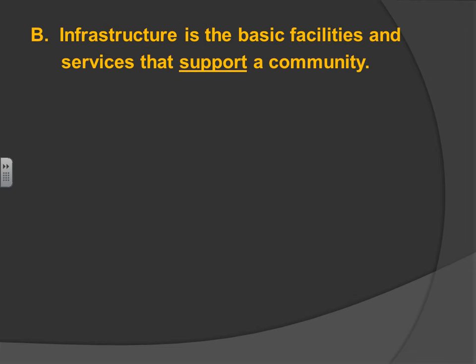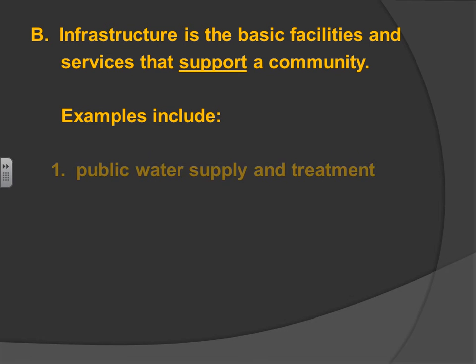B, infrastructure is the basic facilities and services that support a community. So it's all the things we're used to having here in the United States. For example, number 1, public water supply and treatment. The fact that we have clean water to use is something that we all take for granted, but everybody doesn't have that.